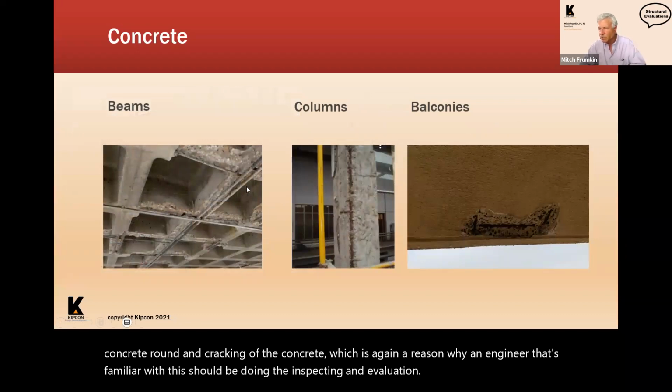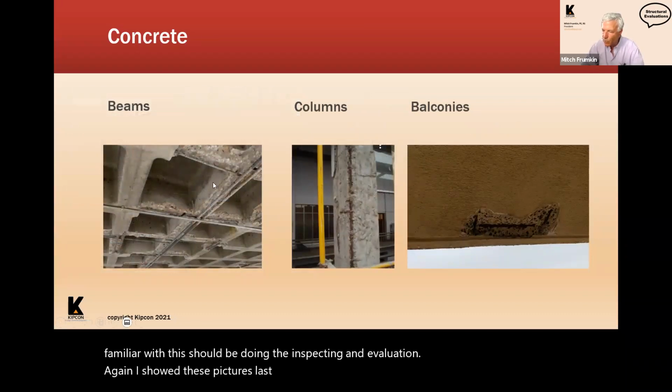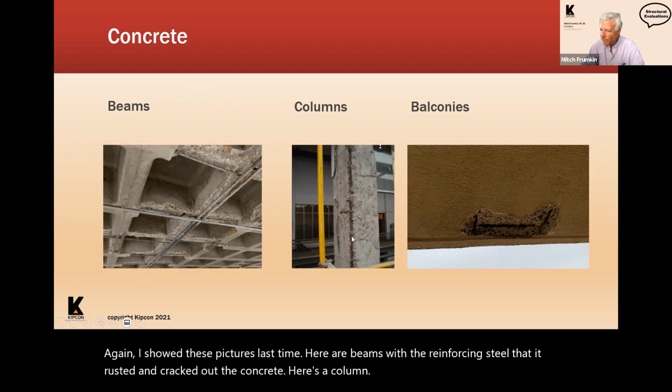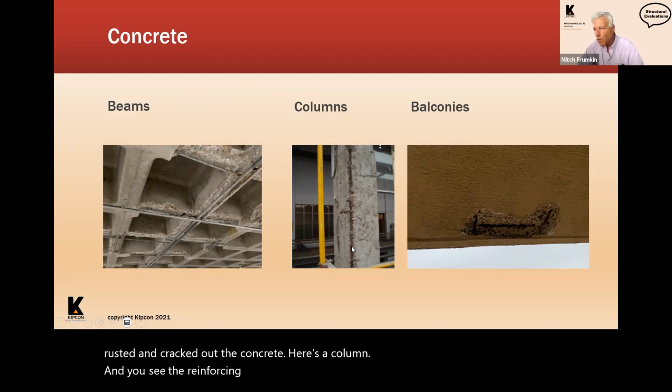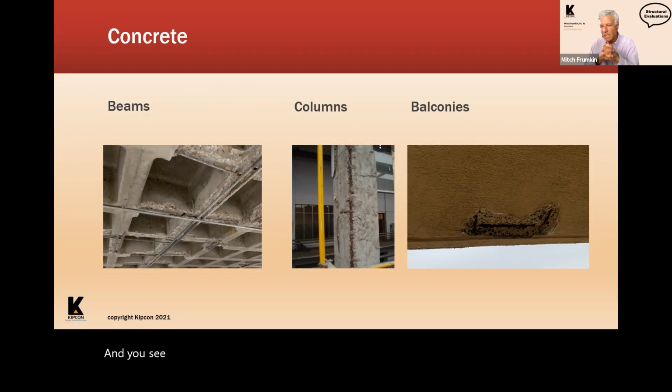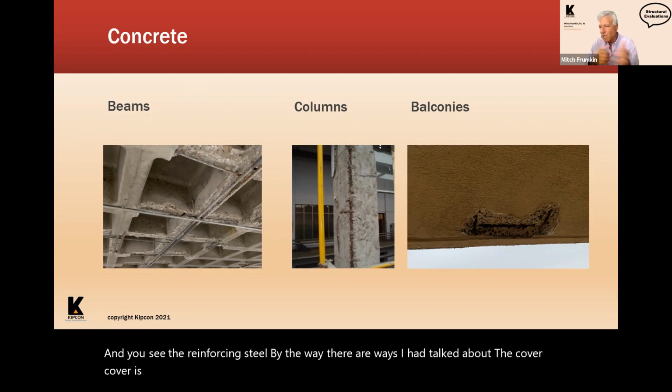Again, I showed these pictures last time of beams with the reinforcing steel that had rusted and cracked out the concrete. Here's a column, and you see the reinforcing steel. By the way, there are ways. I had talked about the cover. Cover is very important. It's the distance from the reinforcing steel to the surface. The code requires certain cover distances based on whether or not the member is subjected to the environment or not.